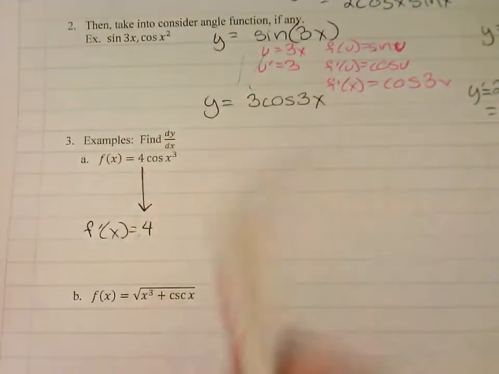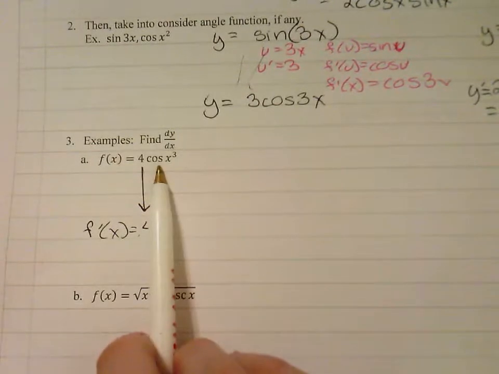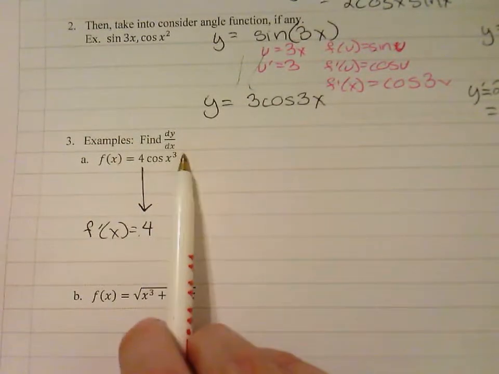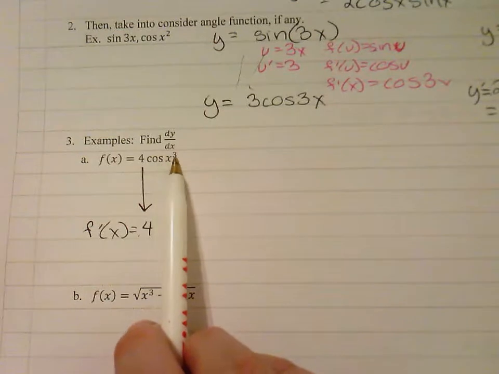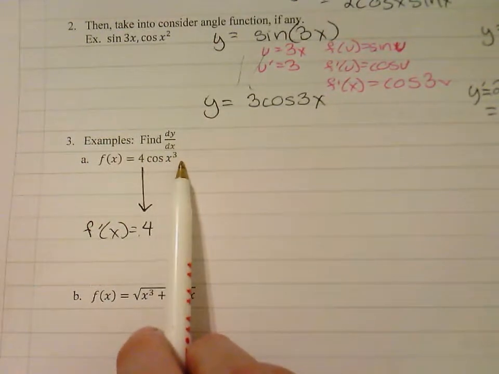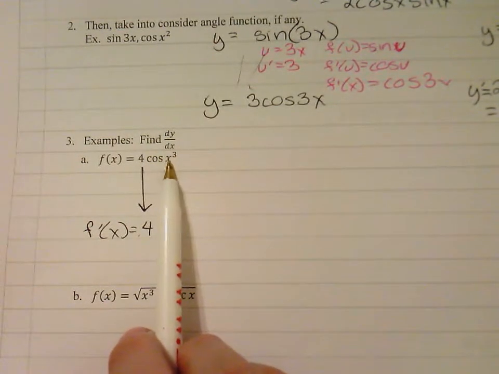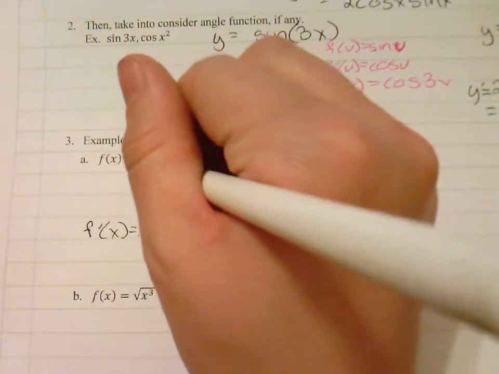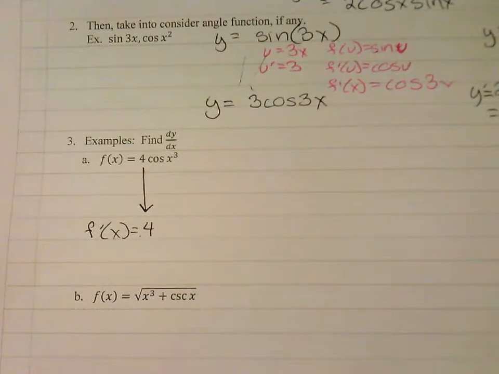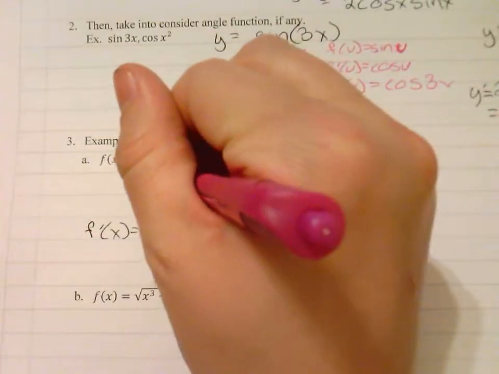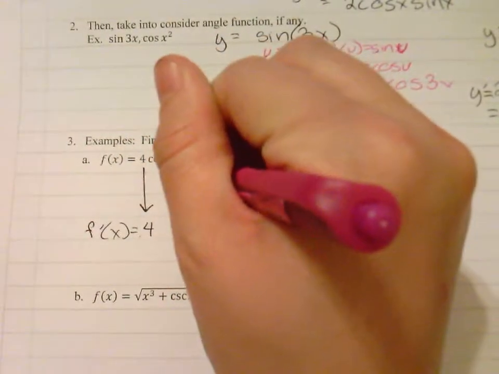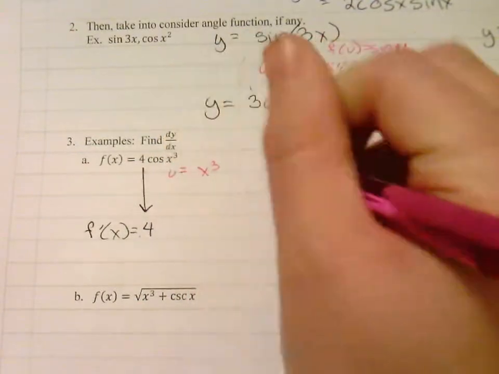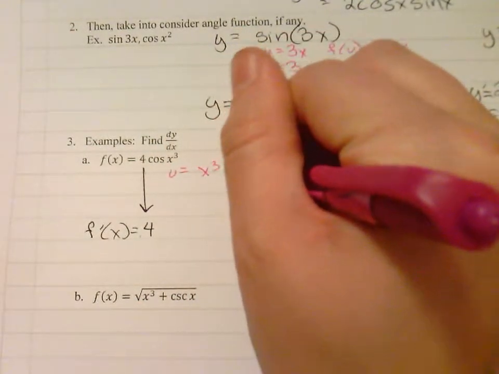Okay. All right, so now we've got cosine of x cubed. Okay, please know that this is not cosine cubed of x. Like this cubed is not on the whole cosine. The cubed is only for this x right here. So u is going to be x cubed, and f of u is going to be cosine of u.